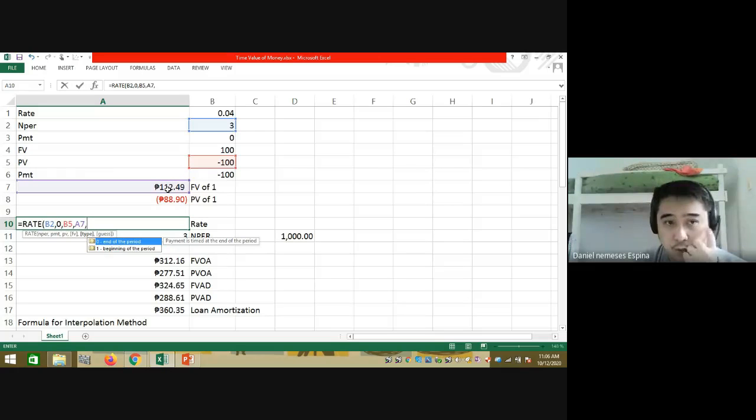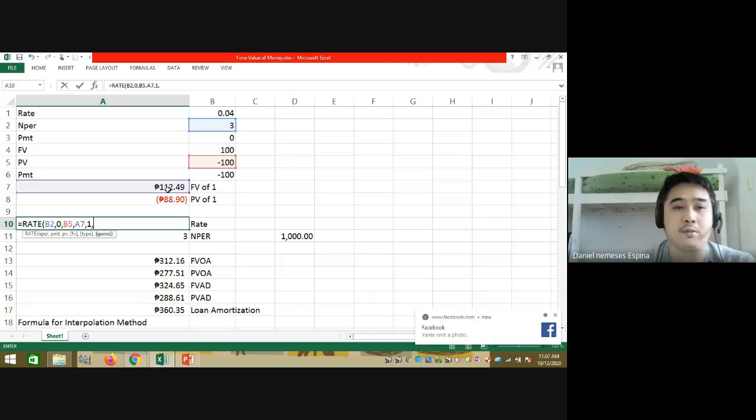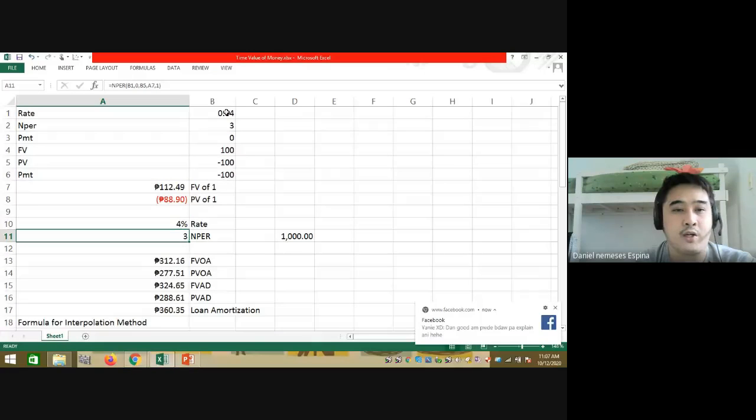As to type, we use beginning. And then guess. You can put any number, so it doesn't matter. It will not affect the results. Whatever number I put in the guess will not affect it. Even if I put 0 here, or 1 or 1,000, the answer would still be the same. So I enter, and it's 4%. Which is similar to our earlier one. So just to check if it's really 4%.